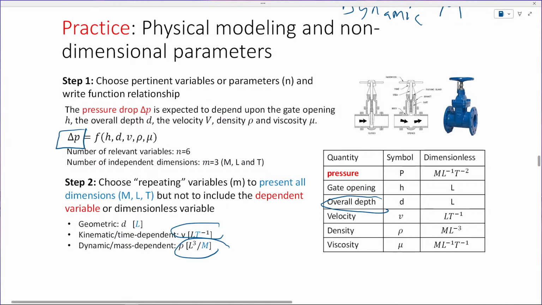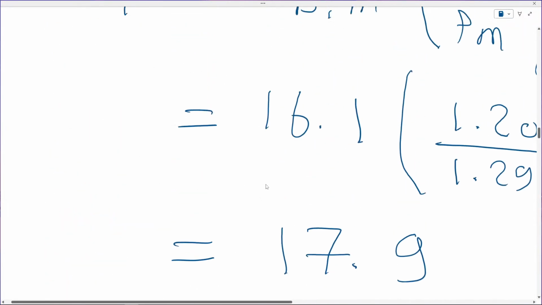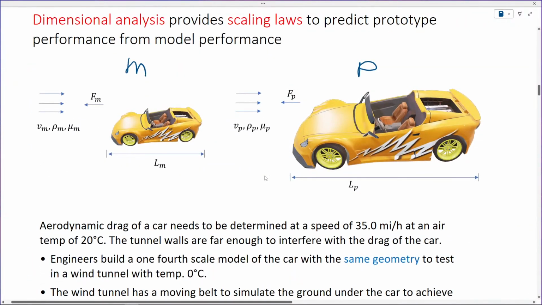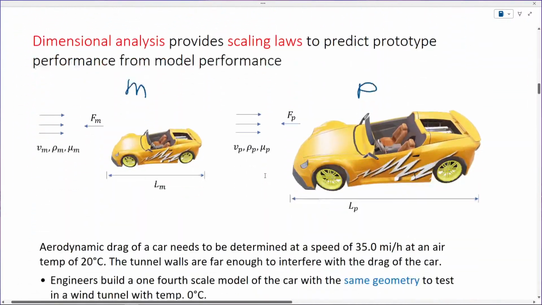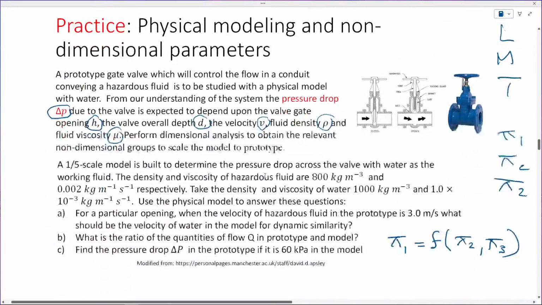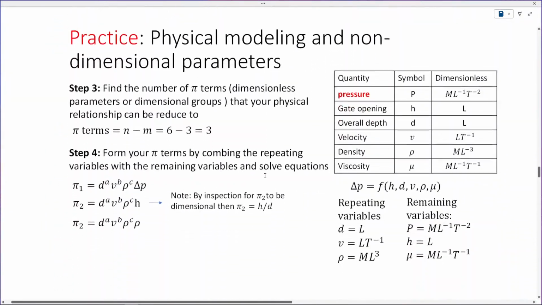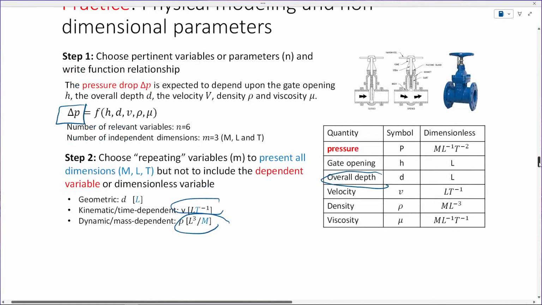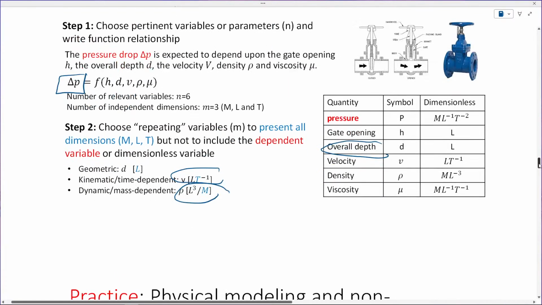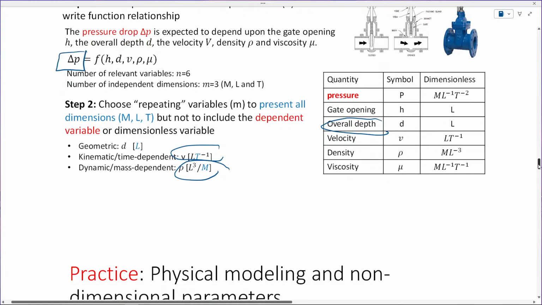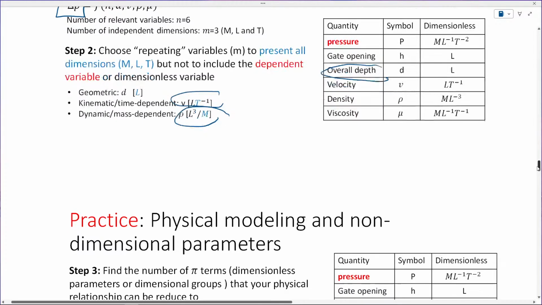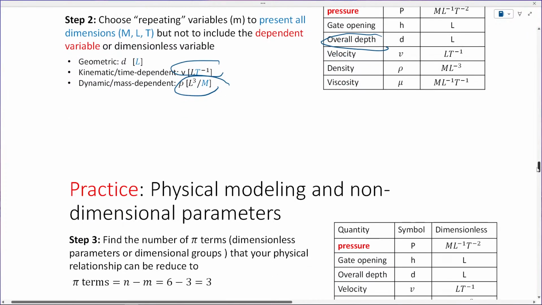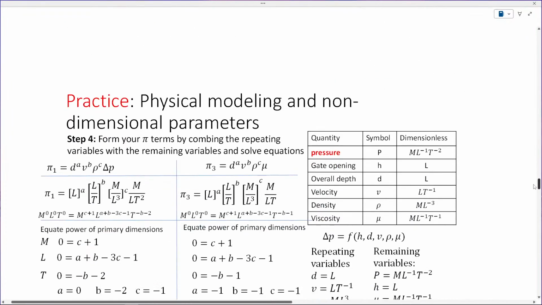So I will stop here. You can just follow the similar steps that we showed in the previous video to find your non-dimensional parameters. And again, try to solve it on your own, because that's how you will learn. If you cannot solve it, check your answer with the answer in the class notes. So this is basically step 3.